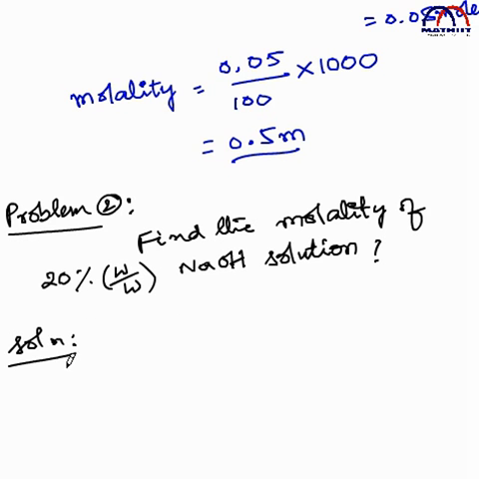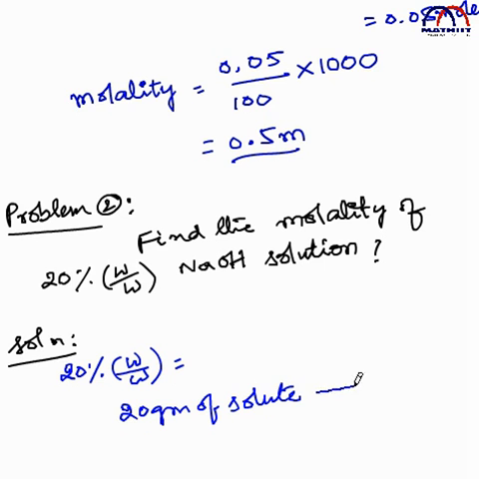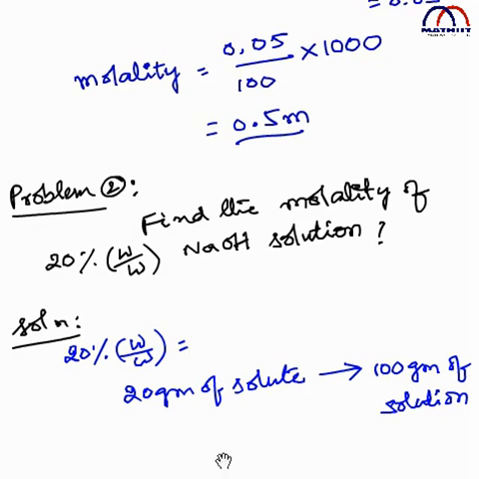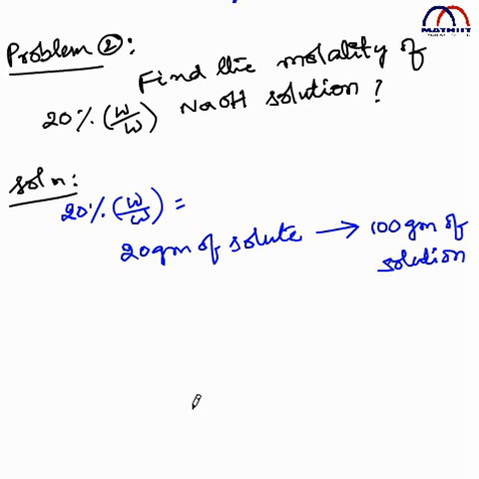What is the meaning of this 20% W by W? Come on, tell me. We have already studied. It means that 20 grams of solute is present in 100 grams of solution. This is the meaning of this, right? Now, 20 grams of solute is present in 100 grams of the solution here.